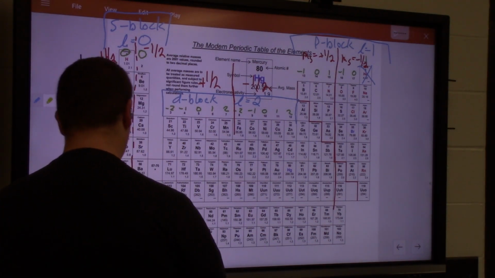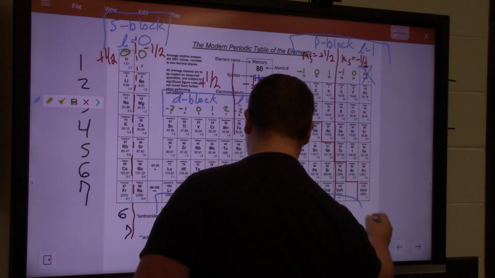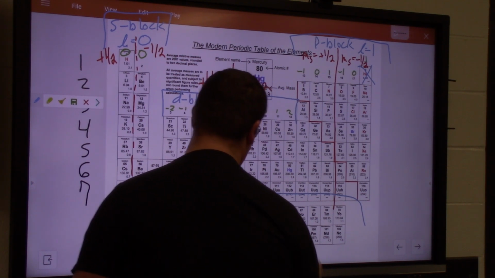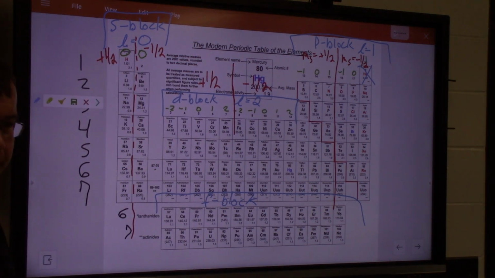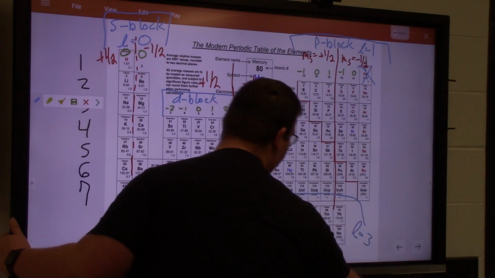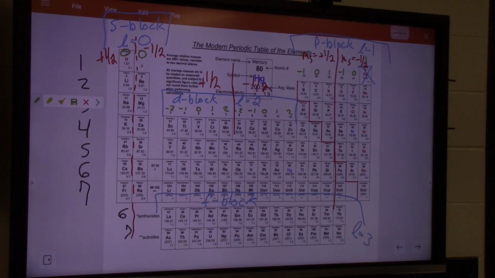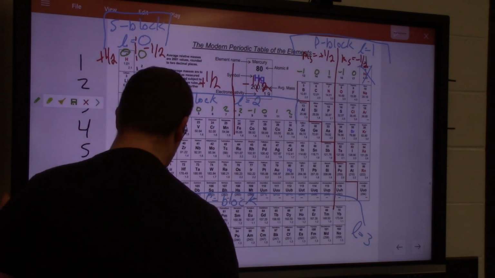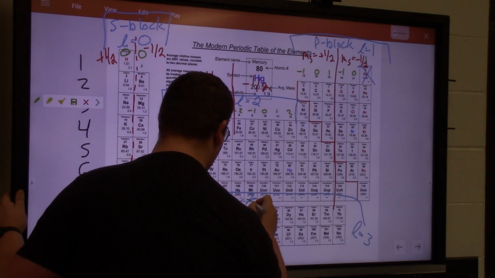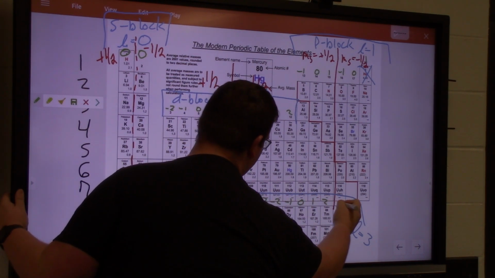Here's F block. F block gets funny. I don't have a lot of room to write. If we're dealing with F block, that must mean that L is equal to what? 3. So L is 3, which means that we go from -3 to +3, right? Let's just send this -3, up. -3, -2, -1, 0, 1, 2, 3, -3, -2, -1, 0, 1, 2, and 3.